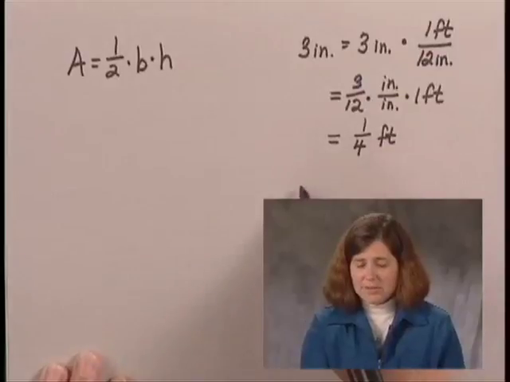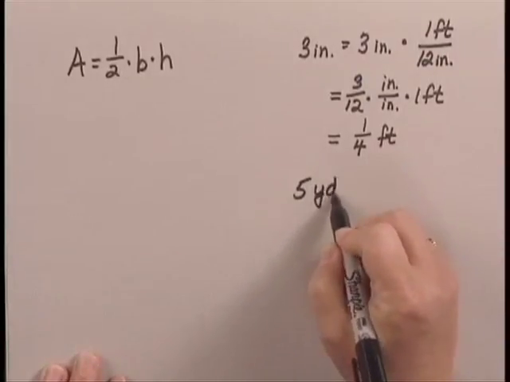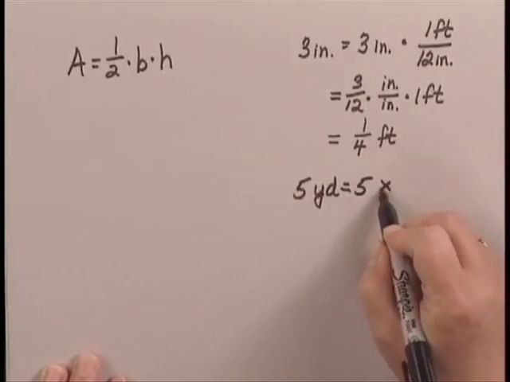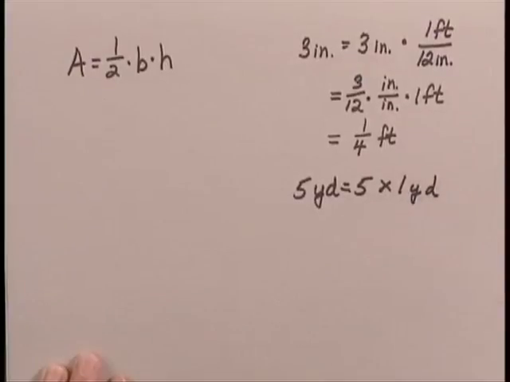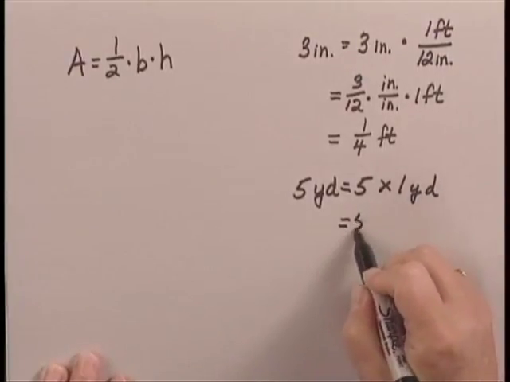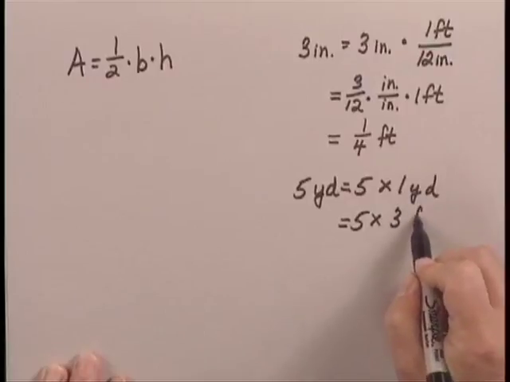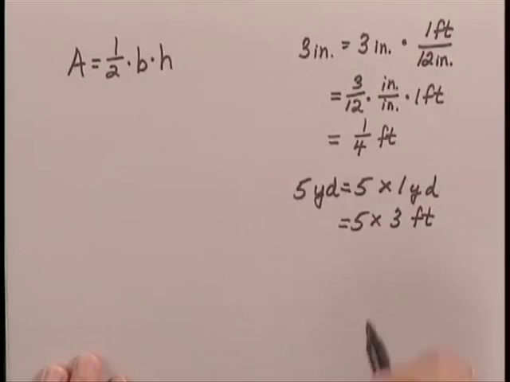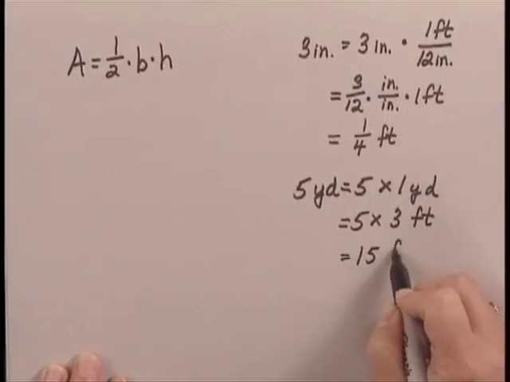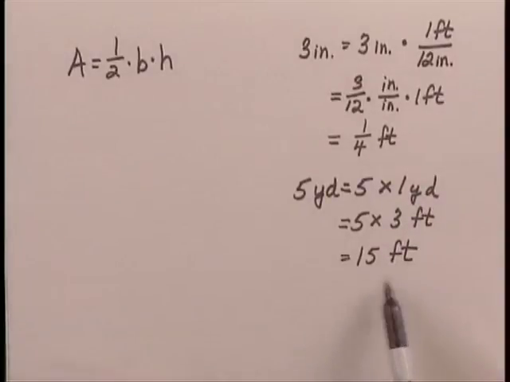Now 5 yards is 5 times 1 yard, which is 5 times 3 feet, just substituting 3 feet for 1 yard, or 15 feet. So now we have a base of 15 feet and a height of 1/4 foot.